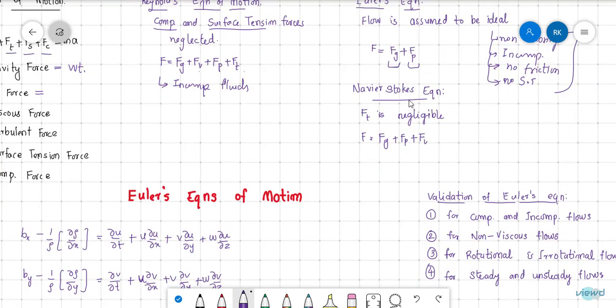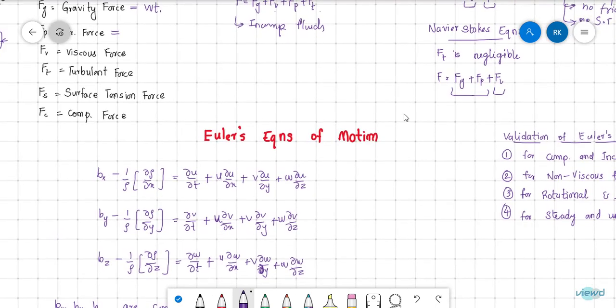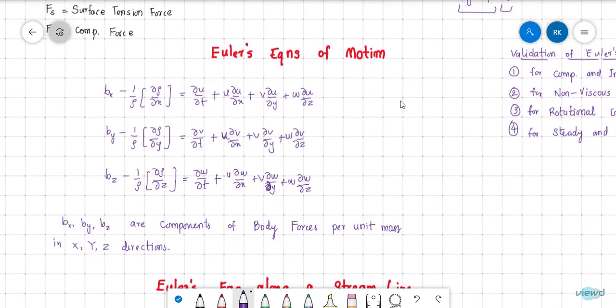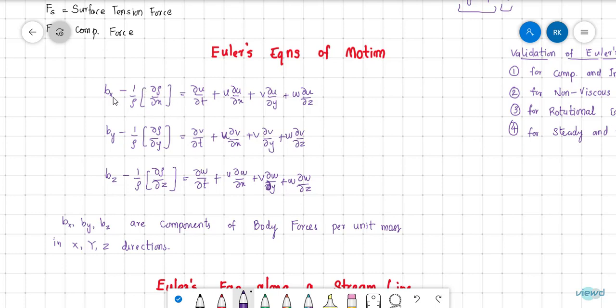And next, the Navier-Stokes equation. Adding viscous force to the Euler equation gives us the Navier-Stokes equation. So Euler's equation plus viscous force gives the Navier-Stokes equation. Euler gave the equations of motion. In these, B represents body forces per unit mass in the x, y and z directions. So what are the body forces? The gravity force is a body force.